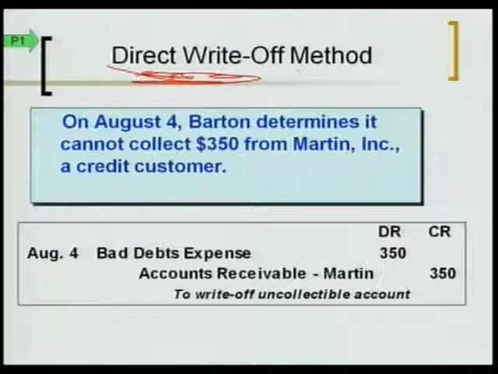Of course, whenever we debit or credit accounts receivable, we have to do that to the control account as well as to the individual customer detail, correct? So that the detail in total equals the control account. So we would debit bad debt expense and reduce this receivable for this individual customer as well as for the control account. Make sense?